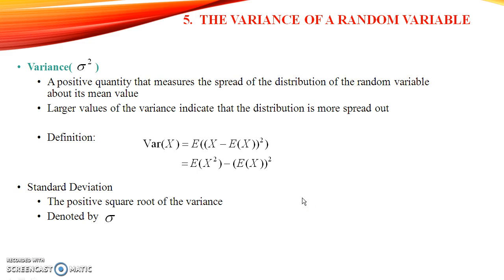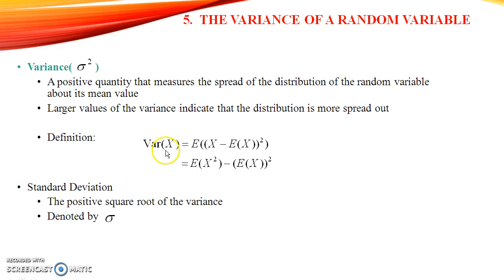Then the variance of a random variable. What does the variance of a random variable mean? It is denoted by sigma squared, a positive quantity that measures the spread of the distribution of a random variable about its mean value. A larger value of the variance indicates that the distribution is more spread out.